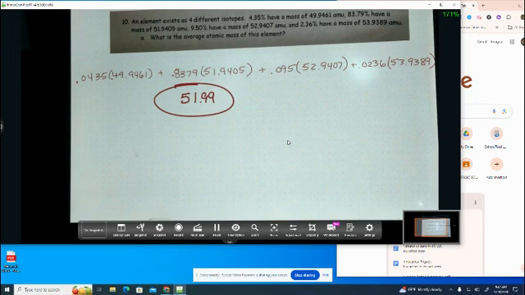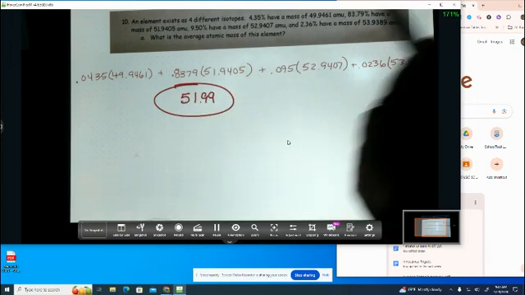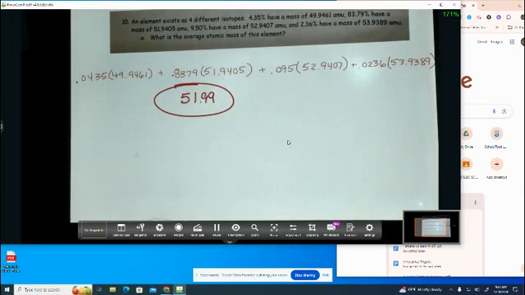All right, let me just double check the math. 0.0435 times 49.9461 plus 0.8379 times 50. Oh, there's my problem. I put 54.9. Aha! See, I told you I make mistakes. All right, and then 0.02 times 53. Yeah, I typed in the calculator wrong. Okay. 51.99. Looks like a good answer to me. Good job. Did you get that? You guys got that number? Okay. Alrighty. Any questions on isotopes?